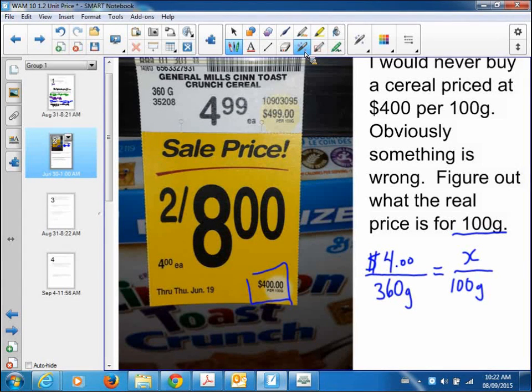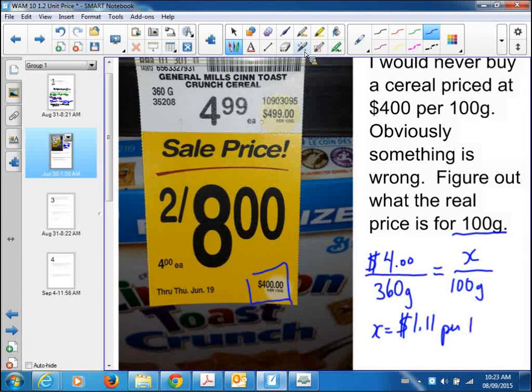2. Yeah. So, this x turns out to be, cross multiply, 4 times 100 is 400. Divide by 360, you get 1.111111. Okay. So this means that x equals $1.11 per 100 grams for this cereal.